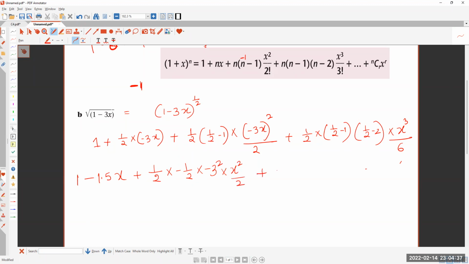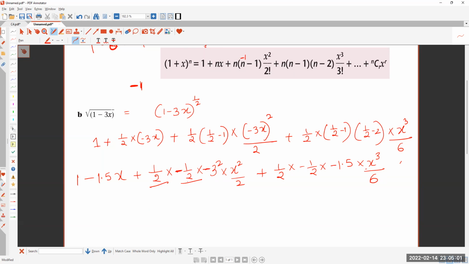Guys, I need calculator help over here from you. Half into, again, minus half into half minus 2, that is going to be minus 1.5, minus 1.5 into x cube divided by 6. Now everything here you need to do on the calculator, like this one, half into minus half, which is minus 1 by 4. So this minus sign and this minus sign will become positive.